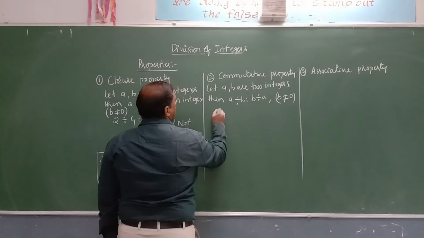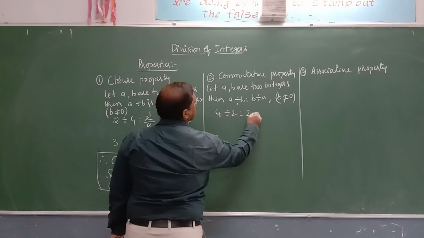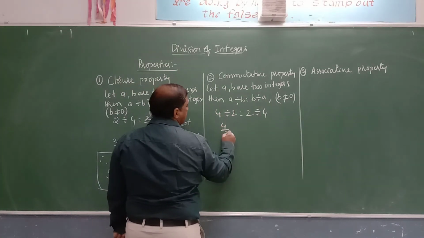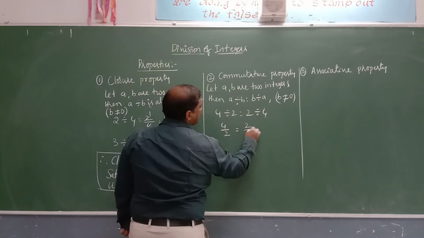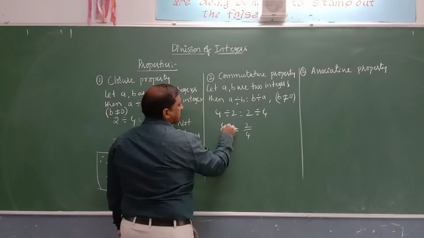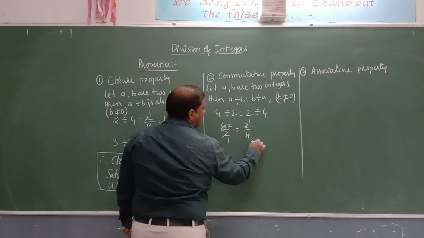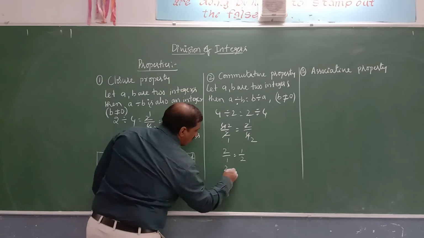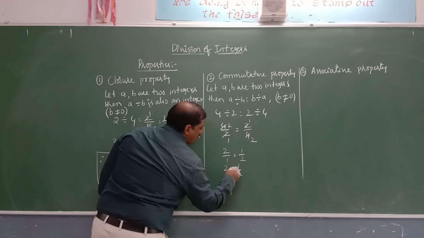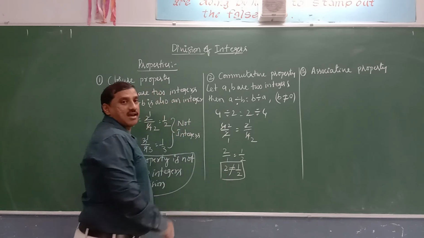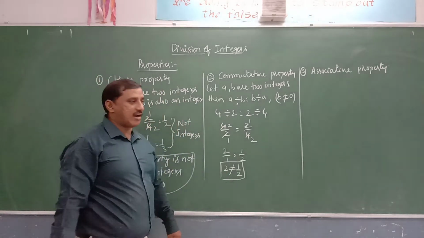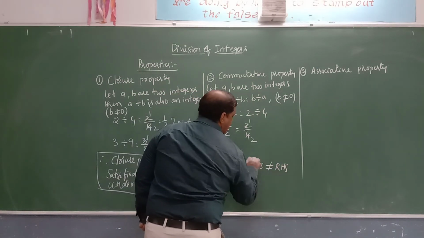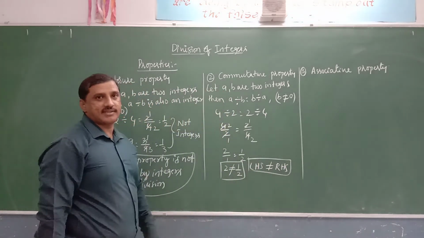Is 4 divided by 2 equal to 2 divided by 4? Check whether it is possible or not. 4 divided by 2, 4 by 2, that is equal to 2 divided by 4, meaning 2 by 4. 2 ones are 2, 2 twos are 4. We got 2 by 1 and this is 1 by 2. 2 by 1 means it is 2, and it is 1 by 2. Are 2 and 1 by 2 both equal? They are not equal. 2 is not equal to 1 by 2. That is, LHS is not equal to RHS.